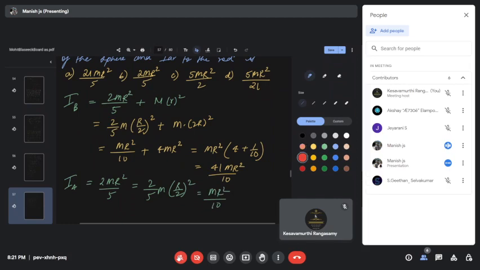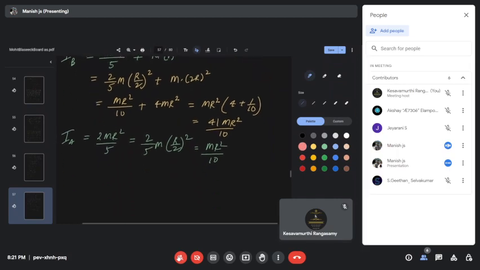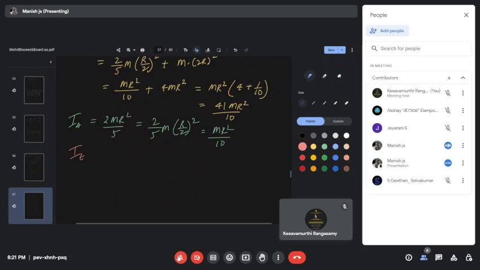So that's it. Now you need to add both of them to find out the total moment of inertia. So I total is equal to IB plus IA for both the spheres. So which is 41 mr squared upon 10 plus mr squared upon 10. So you know that mr squared by 10 is common. What do you get? The final answer is 41 plus 1, which is 42 mr squared upon 10. Okay, so you get 42 mr squared upon 10.